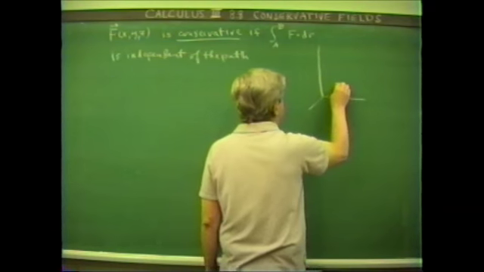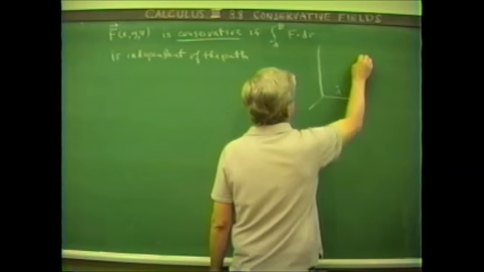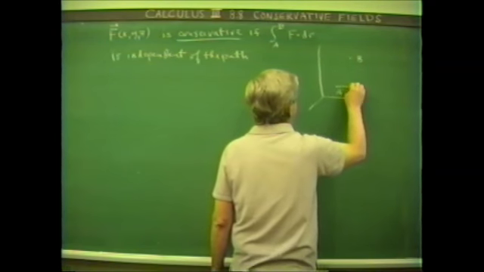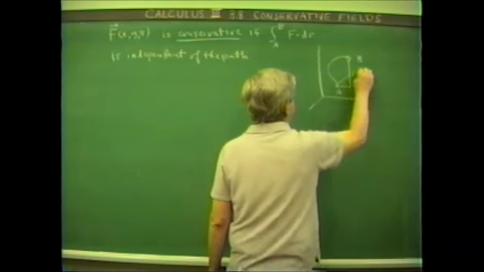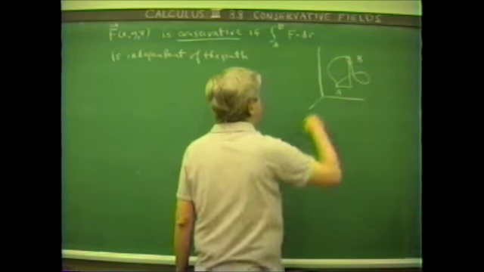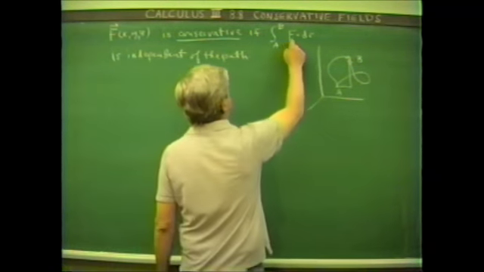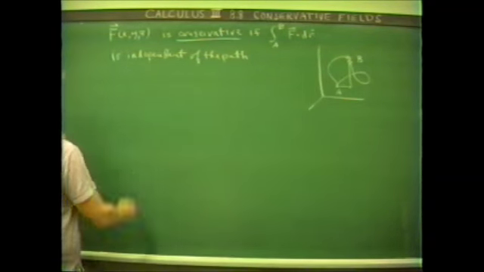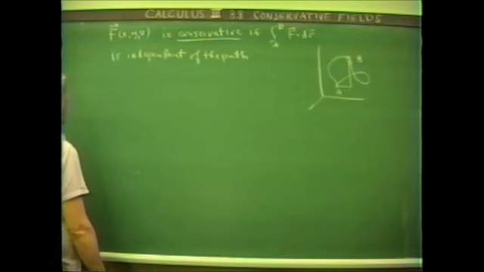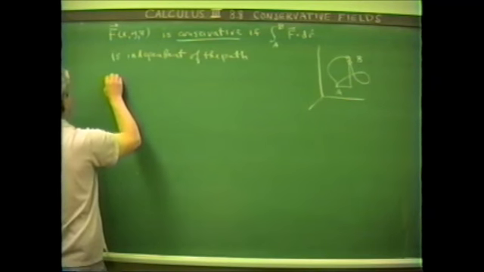So, for example, if F is independent of the path here, we go from point A to point B, it doesn't matter if we go in this direction here like so, or over here like this, or any other route here that gets from A to B. The integral that computes the work involved is going to be the same. Right? So this is the definition of conservative.